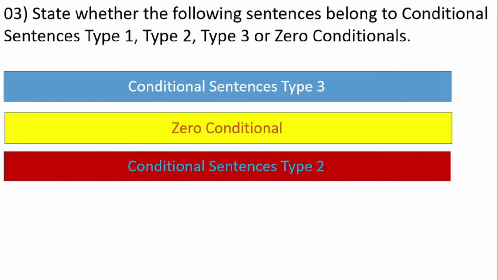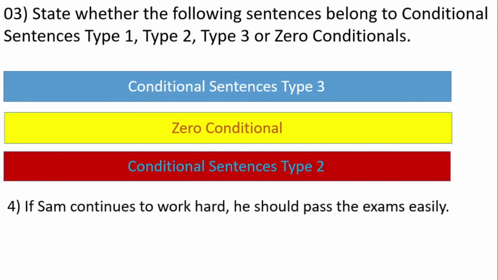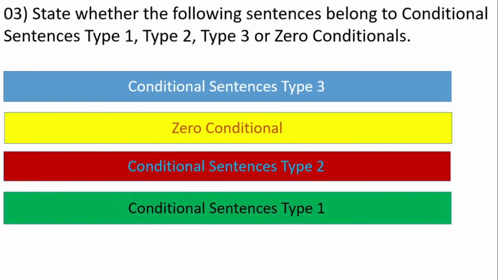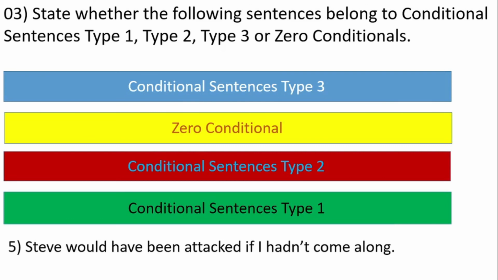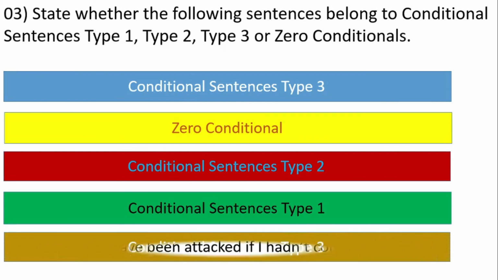Third question. You would be surprised if I told you how much this cost. Conditional sentences type 2. Fourth question. If Sam continues to work hard, he should pass the exams easily. Conditional sentences type 1. Fifth question. Steve would have been attacked if I hadn't come along. Conditional sentences type 3. That is the end of the lesson on conditionals.